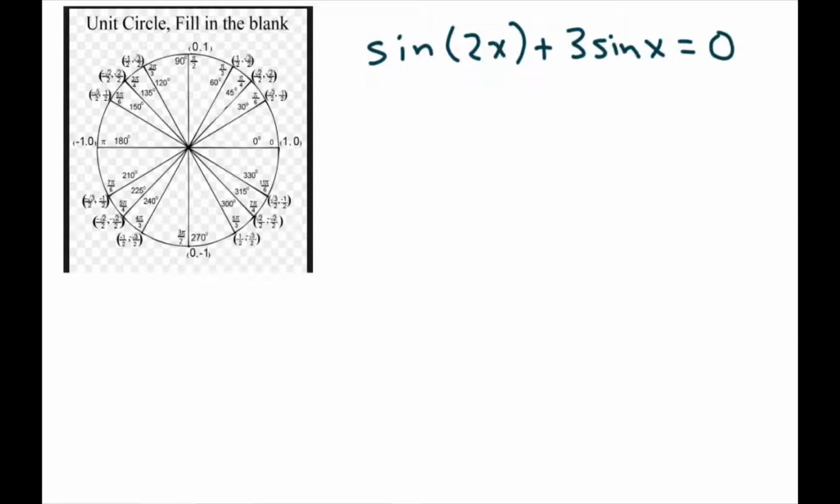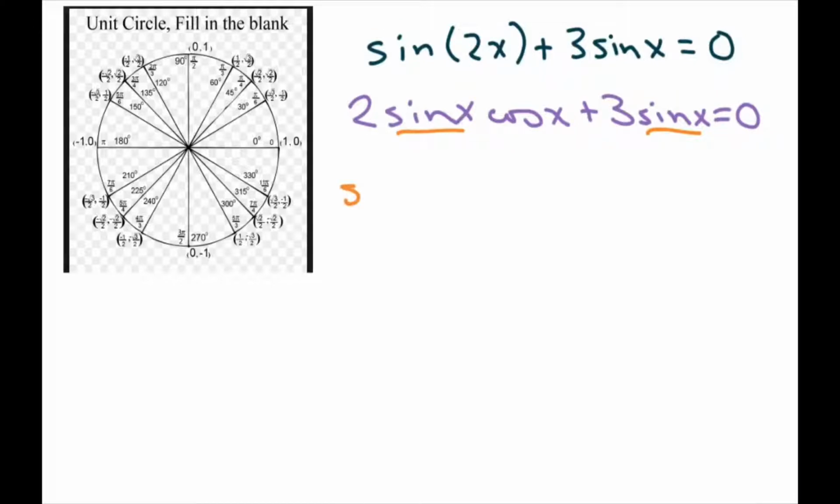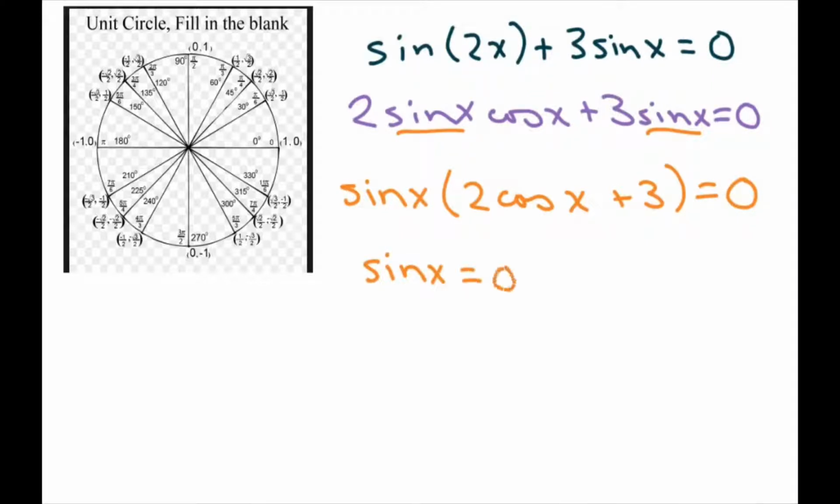Okay, another double angle for sine. So we're going to write 2 sine of x times cosine of x plus 3 sine of x equals 0. Since sine of x is common to both, we're going to factor out a sine of x. And you're going to get 2 cosine of x plus 3 equals 0. Therefore, set both pieces equal to 0. And this one right here is going to be cosine of x equals negative 3 over 2: subtract the 3, divide by 2.